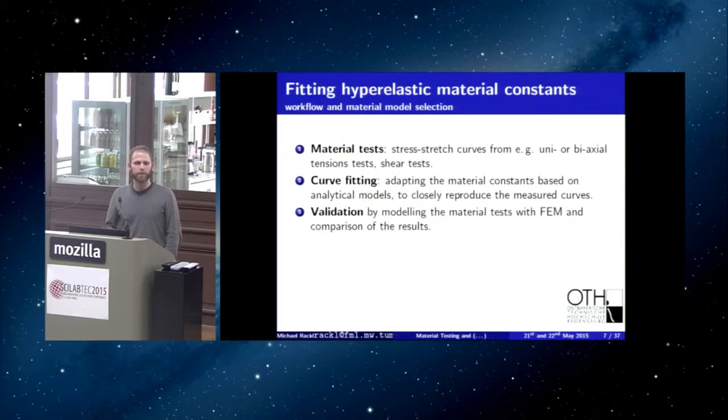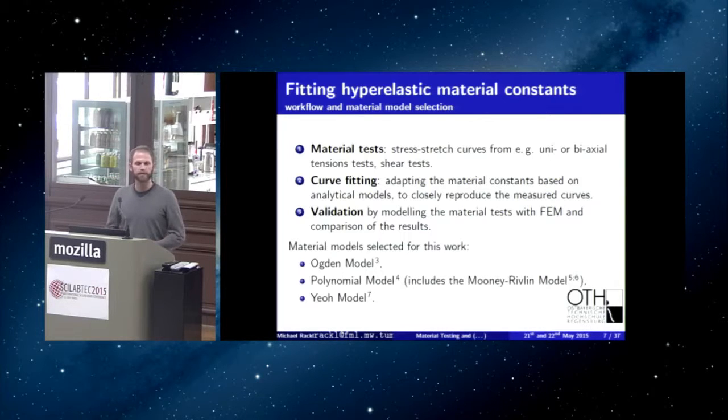Now, the way it usually works is, first of all, one has to carry out material tests still, because we're still modeling reality. Then, second part is curve fitting, so basically adapting the material constants of the models in such a way that they closely match the measured stretch strain curves in this case. And for the last part, do the validation, of course. Model the experiment using FEA and make sure that the measured response is the same as the simulated response.